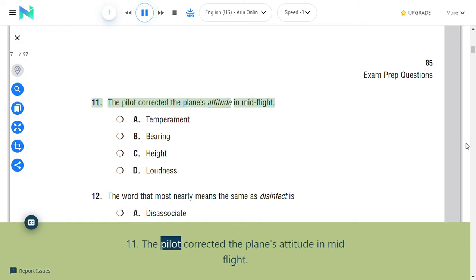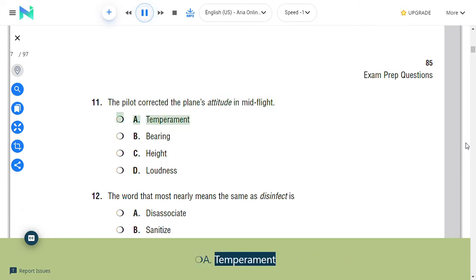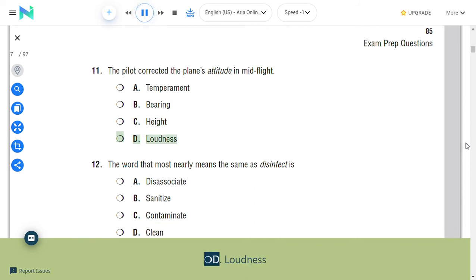11. The pilot corrected the plane's attitude in mid-flight. A. Temperament. B. Bearing. C. Height. D. Loudness.